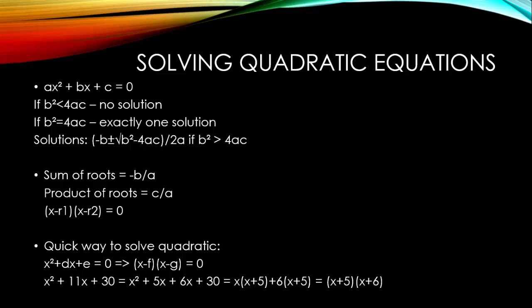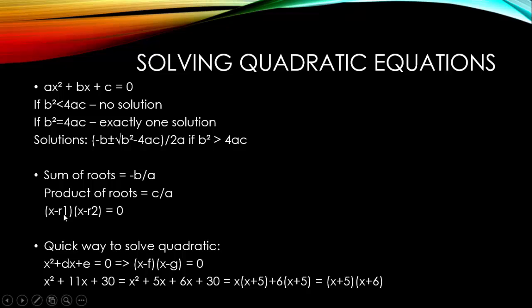So divide throughout by the coefficient of x squared to put it in the form x squared plus dx plus e is equal to 0, which gives x minus f into x minus g is equal to 0. For example, x squared plus 11x plus 30 is equal to x squared plus 5x plus 6x plus 30, is equal to x into x plus 5 plus 6 into x plus 5.